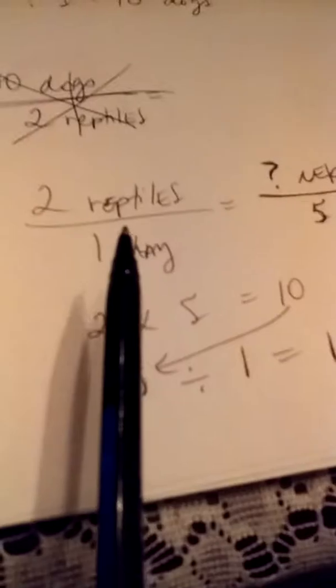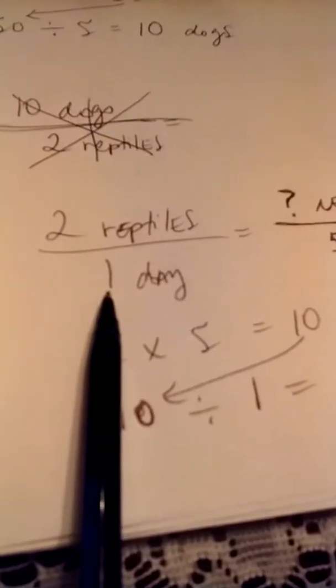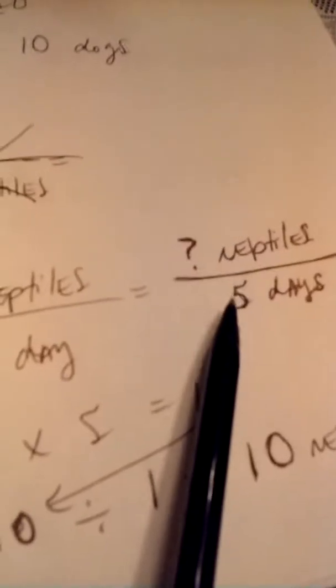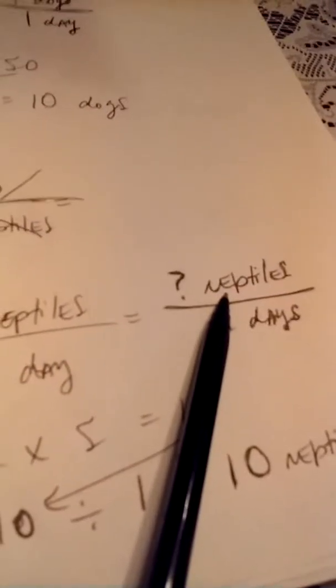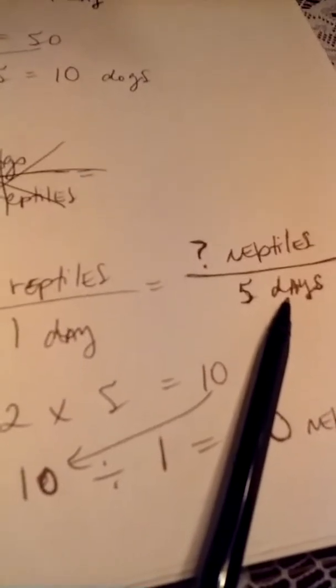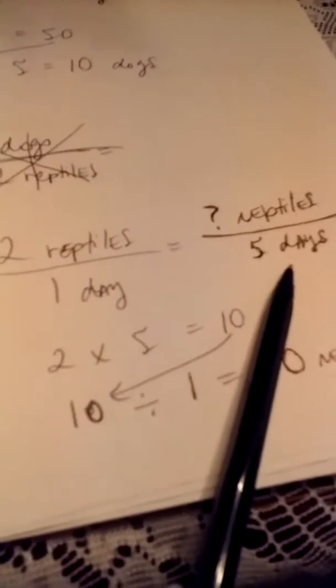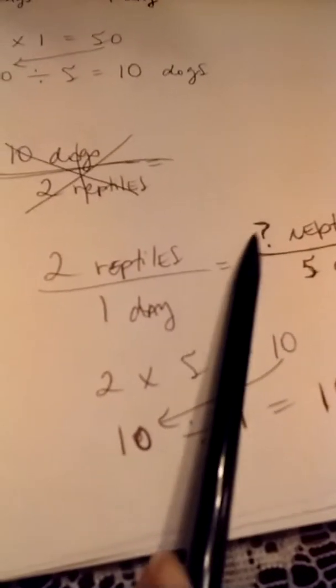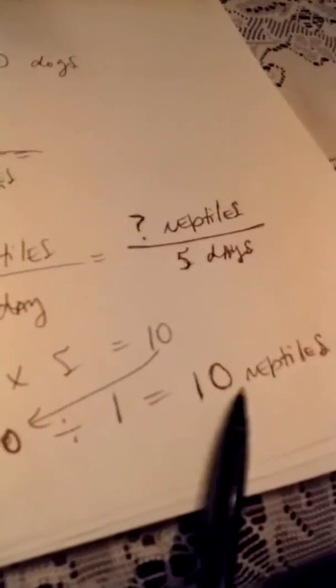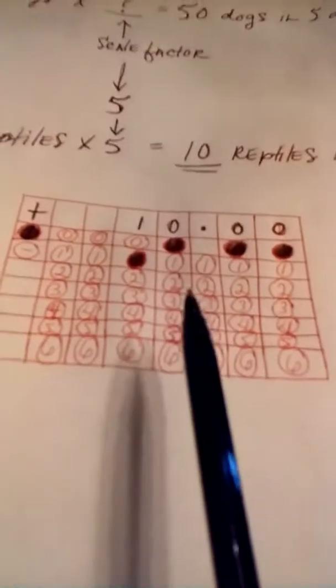That is the same answer that we came up with here. But let's not skip our steps. We were talking about dogs, but it asked us about the reptiles. So 2 reptiles in 1 day would be equivalent to how many reptiles in 5 days? Is what we're asking ourselves. Reptiles to reptiles, days to days. Cross multiply. 2 times 5 equals 10. Divide by 1 going this direction, and we arrive at 10 reptiles. The exact same answer that we already bubbled in and arrived at here, 10 reptiles in 5 days.